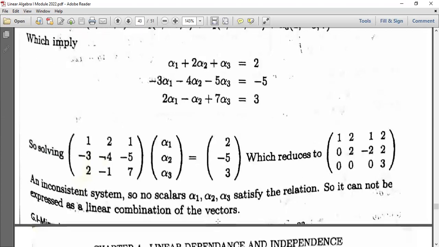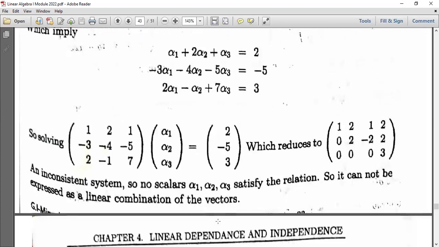When we try to solve this system of equations, it is inconsistent. We have three cases which we find in chapter 2 of solving systems of equations. By inconsistency here, it means that these unknowns cannot be solved. The system has no scalars alpha that satisfy the relation. That means the other vector is not a linear combination of these vectors, because when we try to solve, we can't get the values.